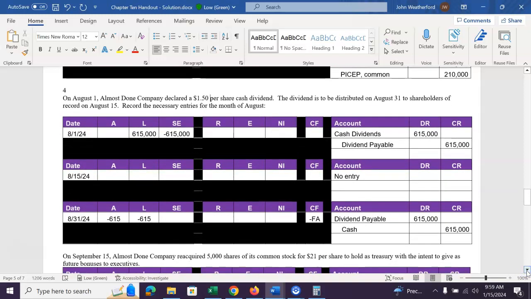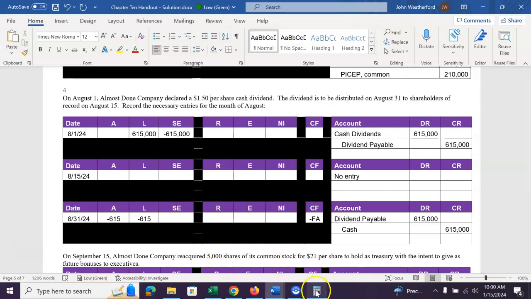All right, what's next? We've got almost done. It keeps promising we're almost there, right? We'll get there soon. On September 15th, Almost Done Company reacquired 5,000 shares of its common stock for $21 per share to hold as treasury stock with the intent to give it to executives as bonuses, right? Okay, so here we're going to debit treasury stock at cost.